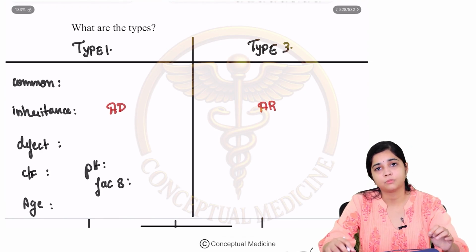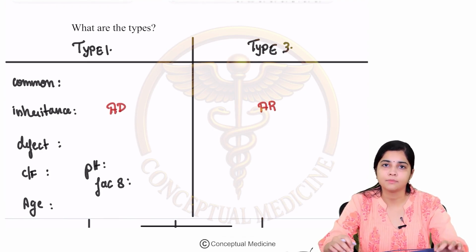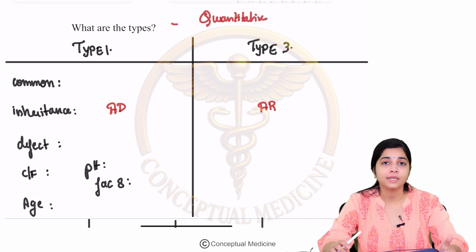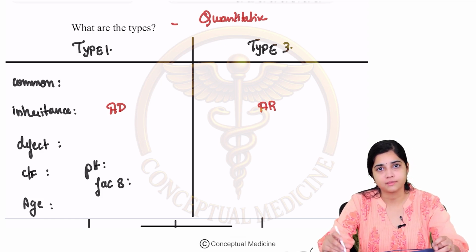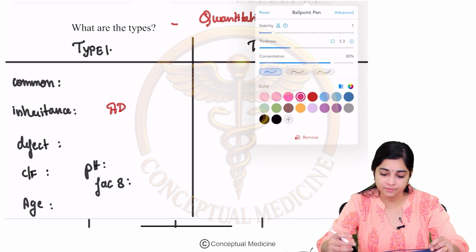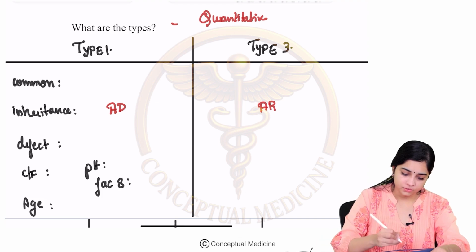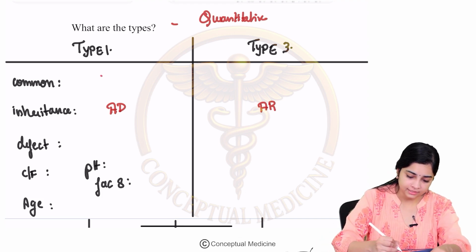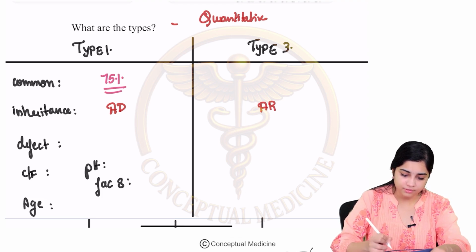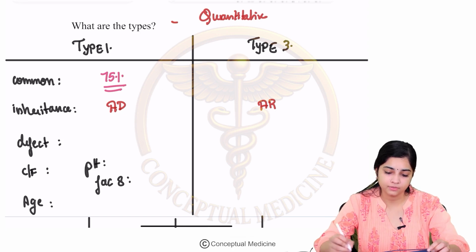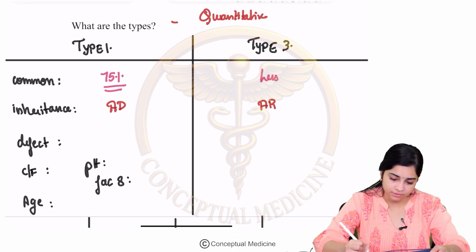So what are the types of von Willebrand disease? You have to remember that von Willebrand disease is of 3 types, right? Type 1 and type 3 are quantitative defects. First let us understand the major differences between type 1 and type 3 von Willebrand disease, and then we will move on to type 2. So which is more common, type 1 or type 3? Up to 75% of the individuals with von Willebrand disease usually have type 1. Okay, so type 3 is less common.